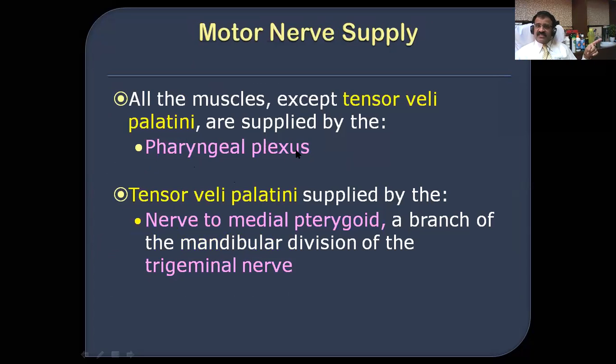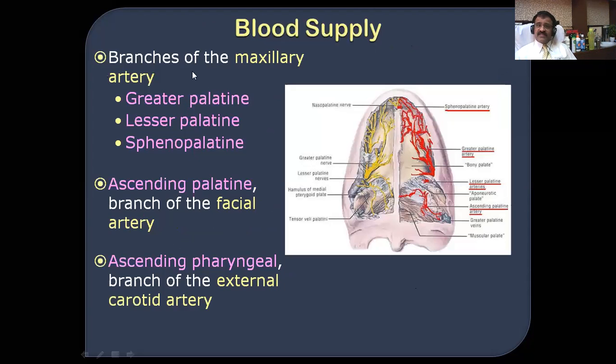And the pharyngeal plexus is formed by the cranial accessory nerve. So it supplies palatoglossus and palatopharyngeus, plus tensor veli palatini. The nerve to medial pterygoid, which is a branch of the mandibular division of the trigeminal, supplies the tensor veli palatini. The blood supply is from the maxillary artery, which is a branch of the external carotid artery, plus facial branches.